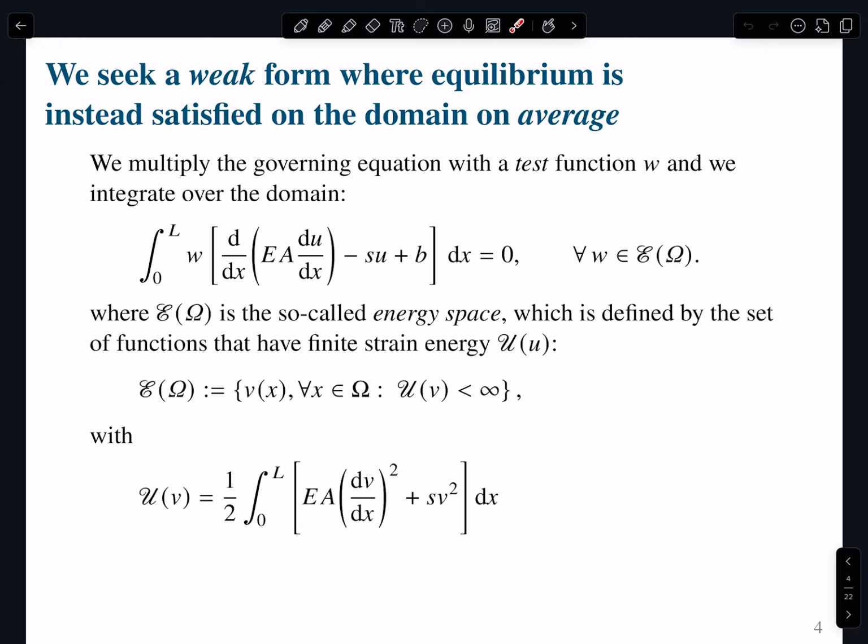Okay, so what is this energy space? What we say is that the energy space is comprised of functions for which we can simply get finite strain energy, right? So mathematically, this is defined as a set of functions v, for every x in the domain omega, such that my strain energy, which I'm going to represent with this U, is just finite, right? And strain energy for this problem can be written in this way. We all know how strain energy is computed for a bar, right?